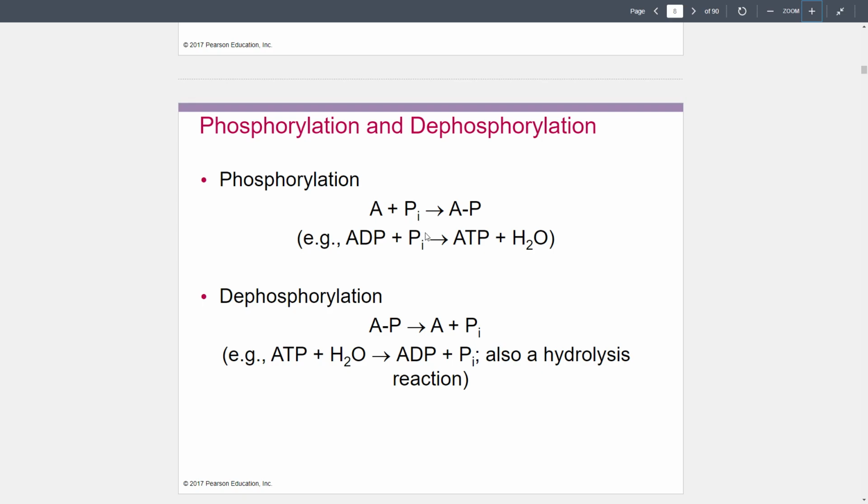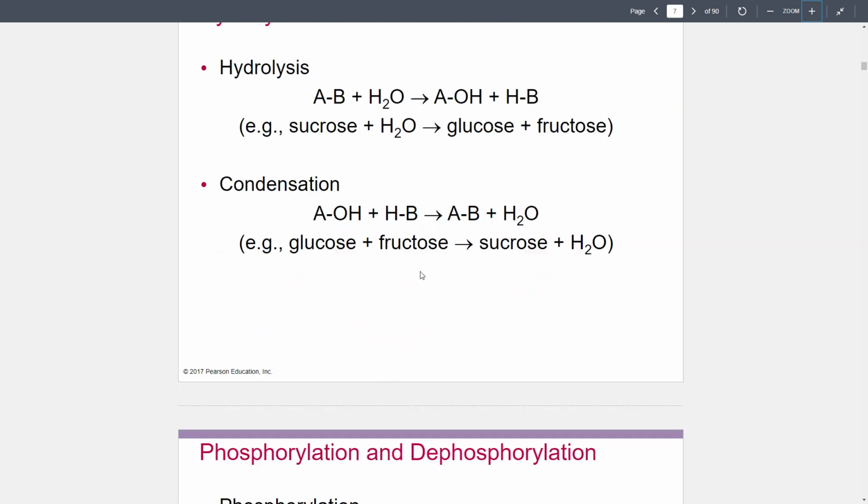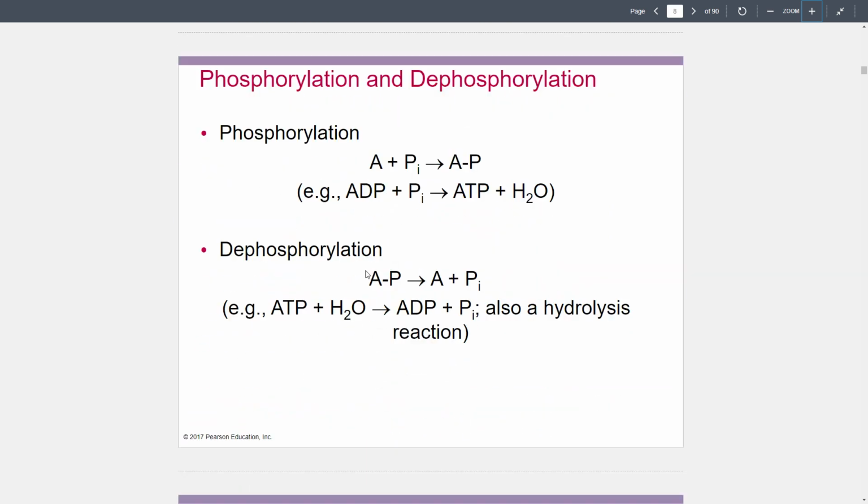Phosphorylation is, I'm right. I confused myself, sorry. Phosphorylation is a condensation reaction because we're removing a water. And dephosphorylation, so the removal of a phosphate group, is a hydrolysis reaction.